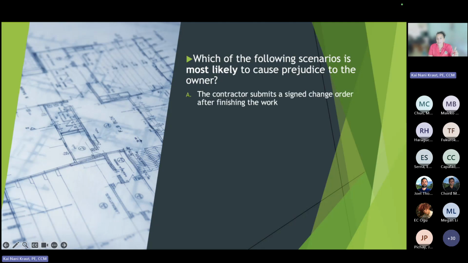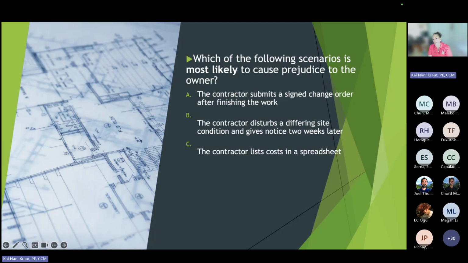So A, the contractor submits a signed change order after finishing the work. Is that prejudice to the owner? B, the contractor disturbs a differing site condition and gives notice two weeks later. Is that prejudice to the owner? C, the contractor lists costs in a spreadsheet. Is that prejudice to the owner? D, the contractor verbally mentions an issue during a meeting. Is that prejudice to the owner?